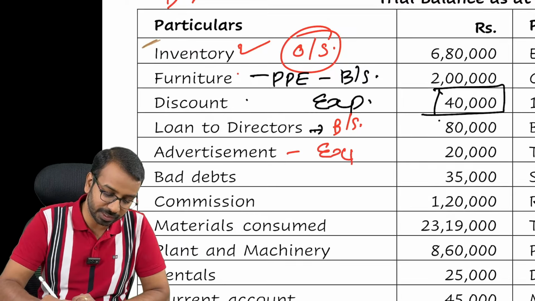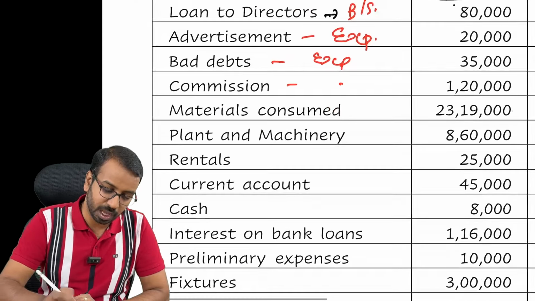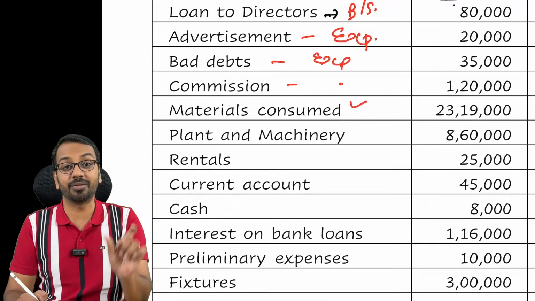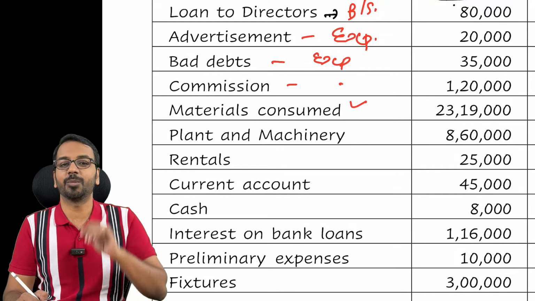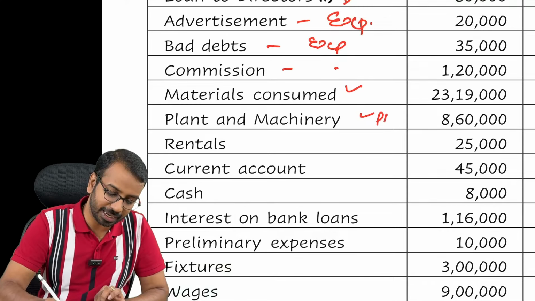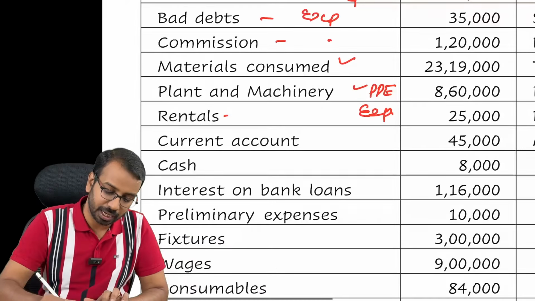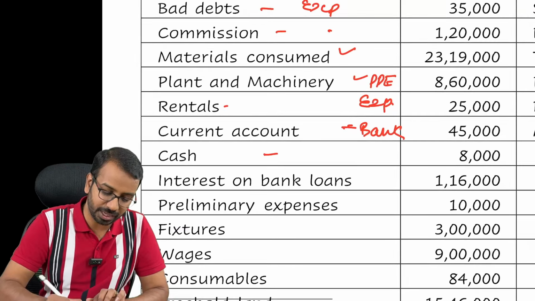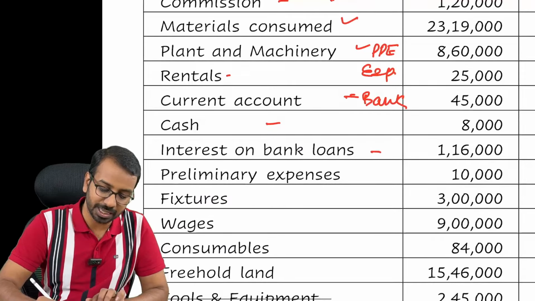Advertisement is our expense. Bad debts are also our expense. Commission expense. Materials consumed. Remember, in P&L account, there is a separate head for material consumed. We will plot it there. Then plant and machinery. This is again an item of PPE. Rentals, our expenses. Current account. This is an account with the bank. Cash, interest on bank loan, expense.